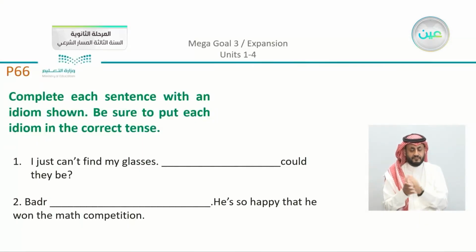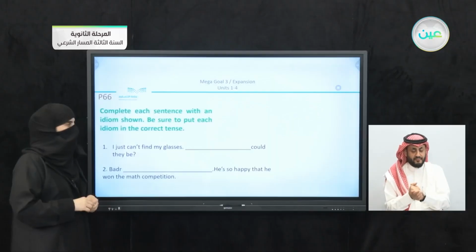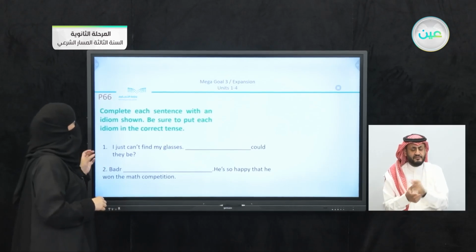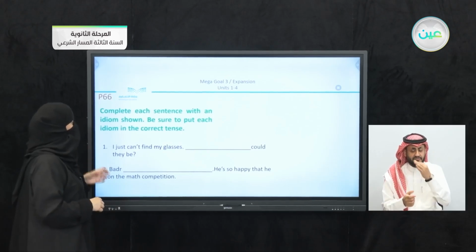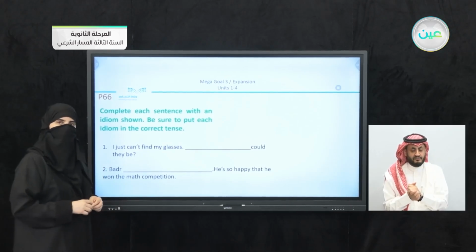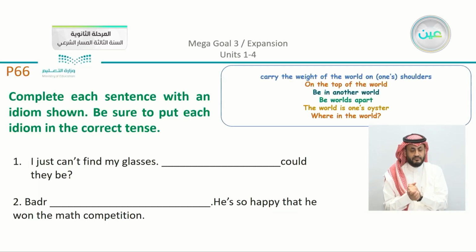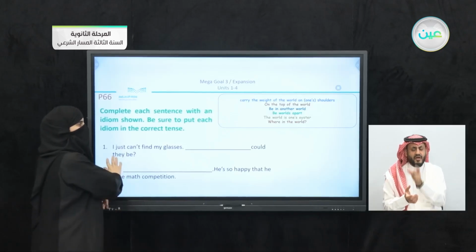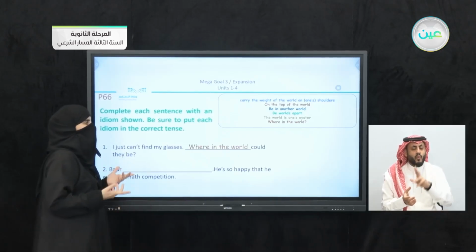Now we are going to apply. We have here an exercise to complete each sentence with an idiom shown. Be sure to put each idiom in the correct tense. Now we do have the idioms here. I have prepared them for you. So we're going to just put them in the blanks here. "I just can't find my glasses. Could they be?" Note that we have here a question. So what can we use here? We can say, "Where in the world could they be?"